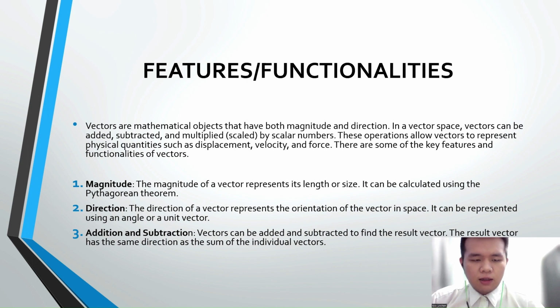And the last one, addition and subtraction. Vectors can be added and subtracted to find the resultant vector. The resultant vector has the same direction as the sum of the individual vectors.